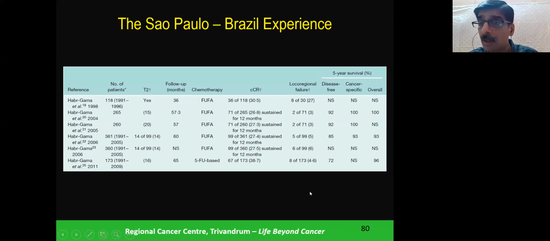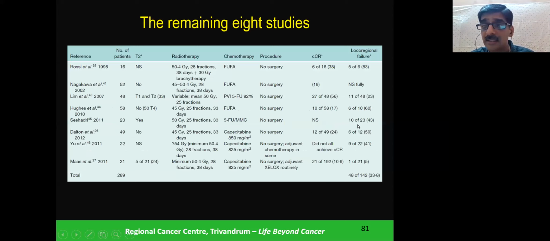But when other people try to do it, you can see that the local recurrence is 38%. Local recurrence somewhere around 25%. So the results have not been that good when this same thing was tried out in other centers. There's something to do with the way they choose their patients or give their radiation or follow up their patients, or the natural history of their particular disease is different. Habr-Gama has been able to consistently prove that you can observe at least a subset of patients, but when others try to do it, they have not been as successful.